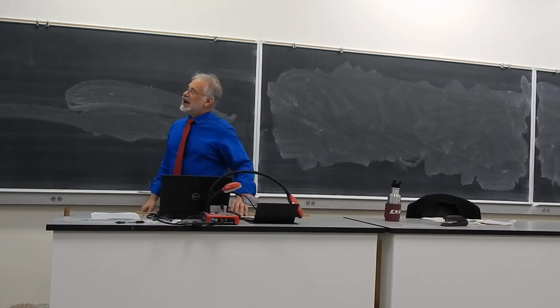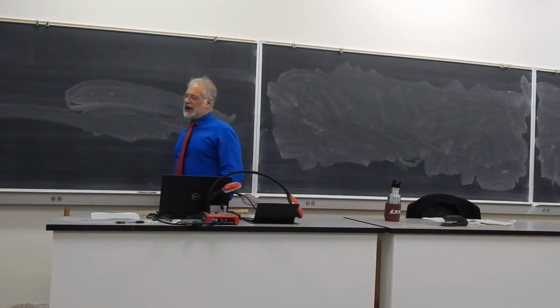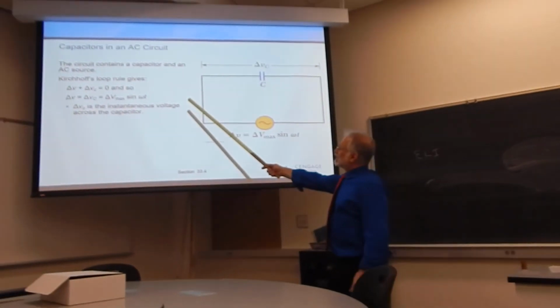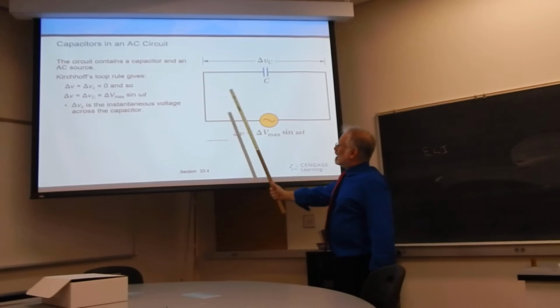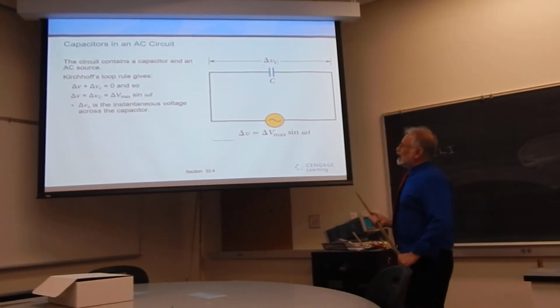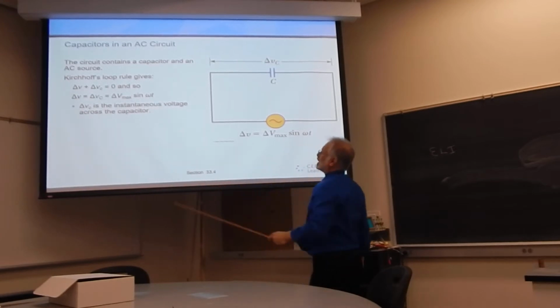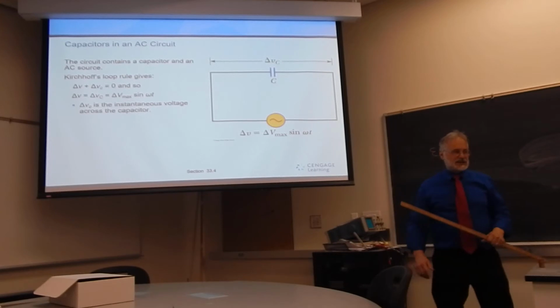Let's talk about capacitors in an AC circuit. We talked about resistors and inductors. Let's bring capacitors into the mix. We can use the Kirchhoff loop rule again to give us an expression for voltage in a capacitor. And we see that we can write this as delta V max sine omega t for the voltage across the capacitor at any time. Not a big surprise.